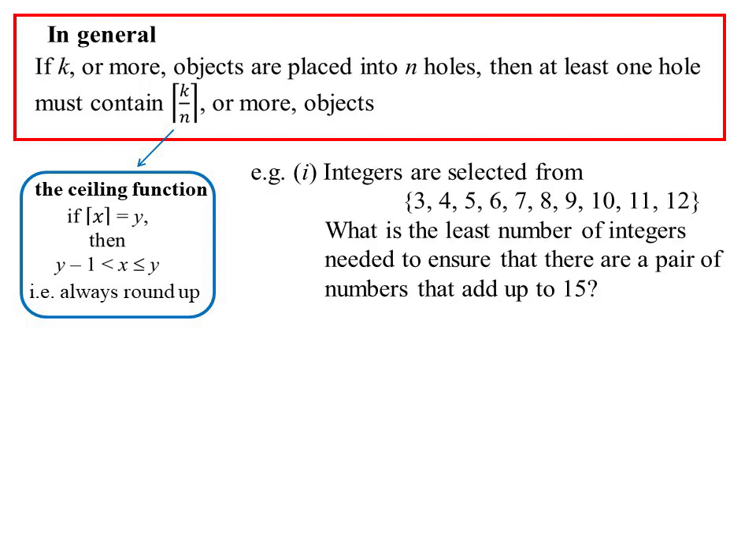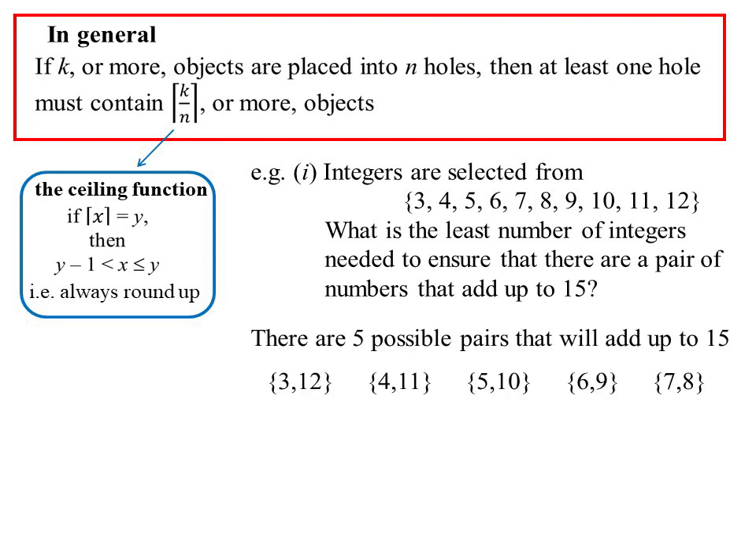We are going to select integers from this set of numbers, consecutive numbers going from 3 to 12. We want to know what's the least number of integers needed to ensure that we do get a pair of numbers that adds up to 15. Well, when we look at these numbers, there actually are 5 possible pairs that will end up adding to 15. And there they are. So these new sets that I've done, if you like, are like the pigeonholes. 3 goes with 12, 4 goes with 11, 5 goes with 10, 6 goes with 9, 7 goes with 8.